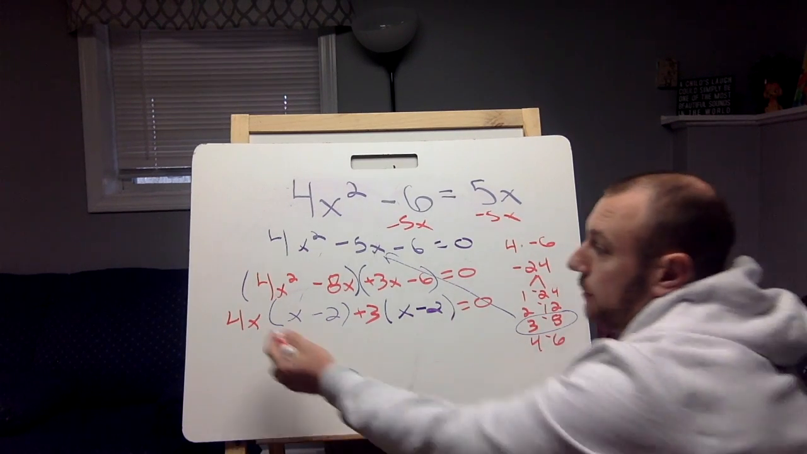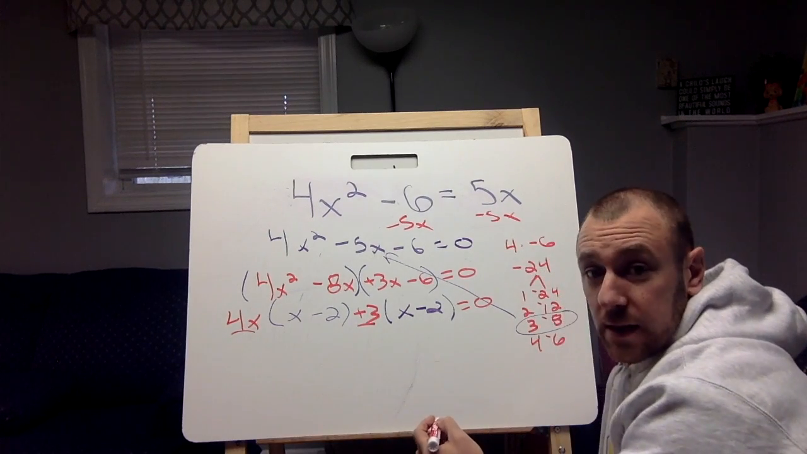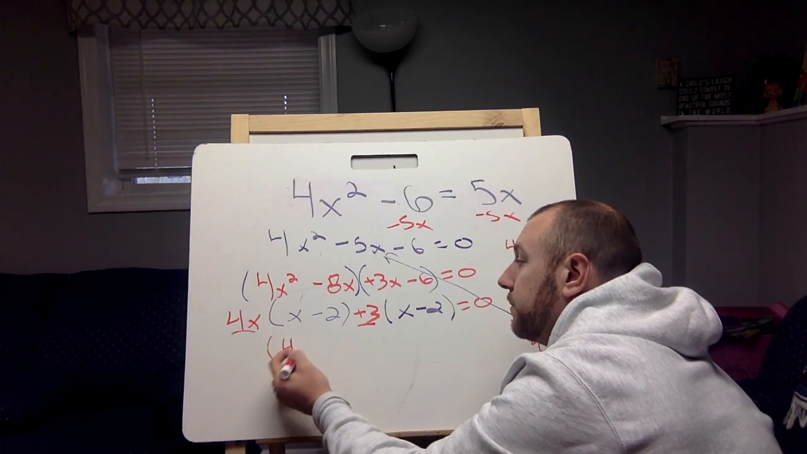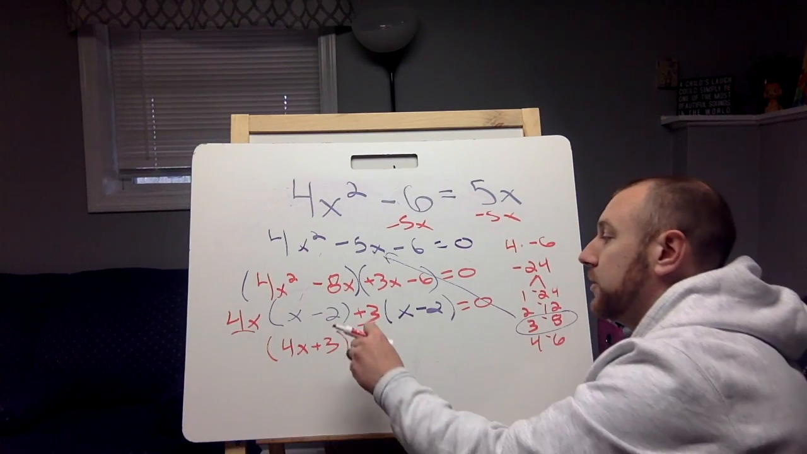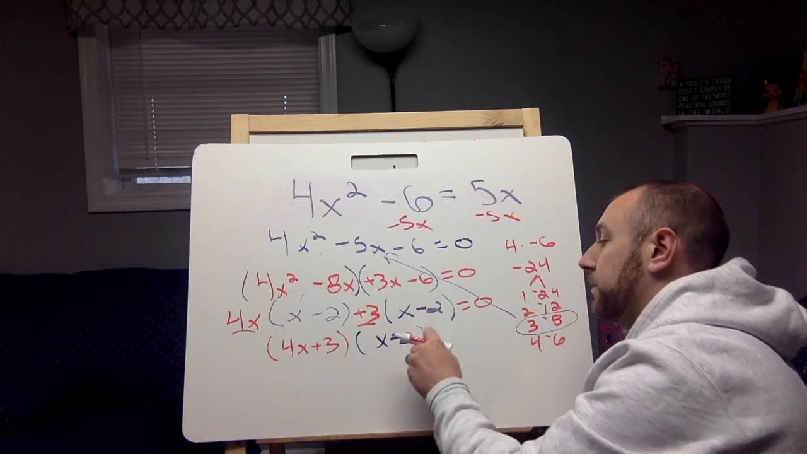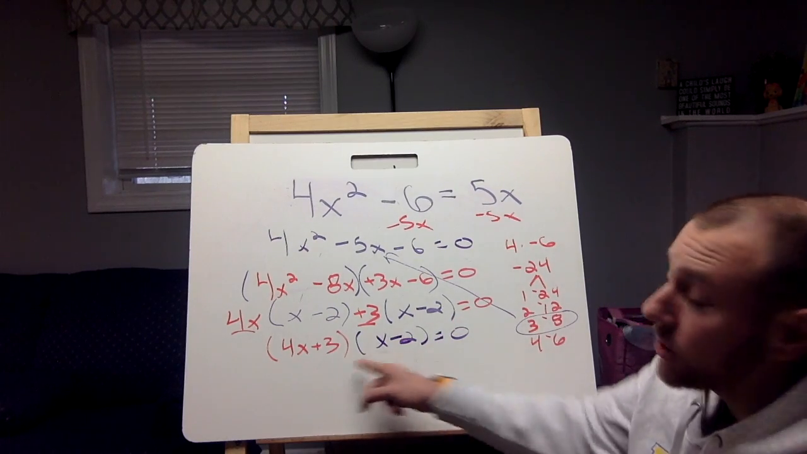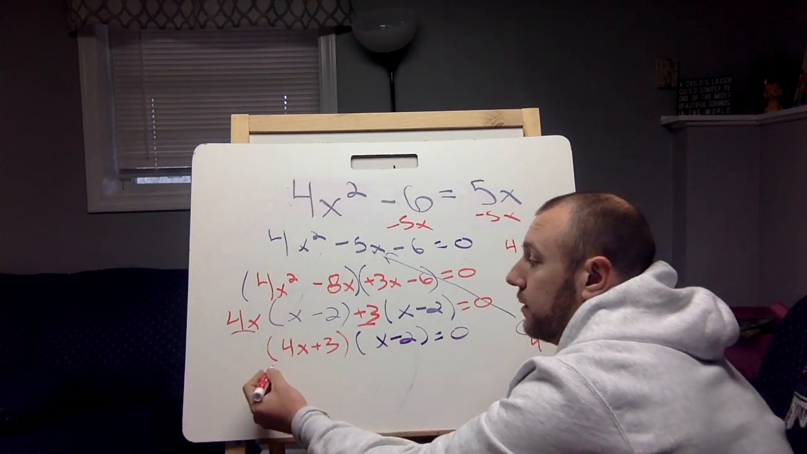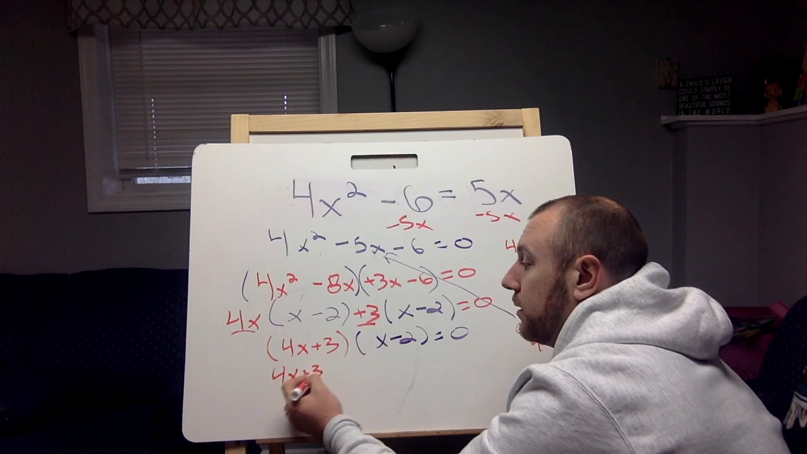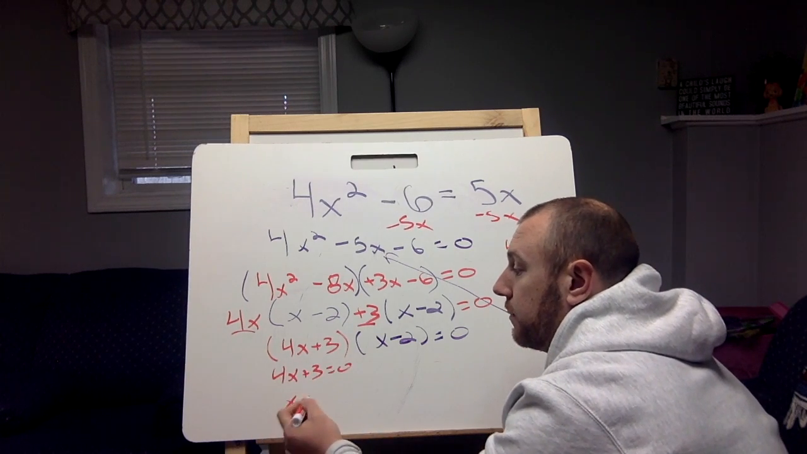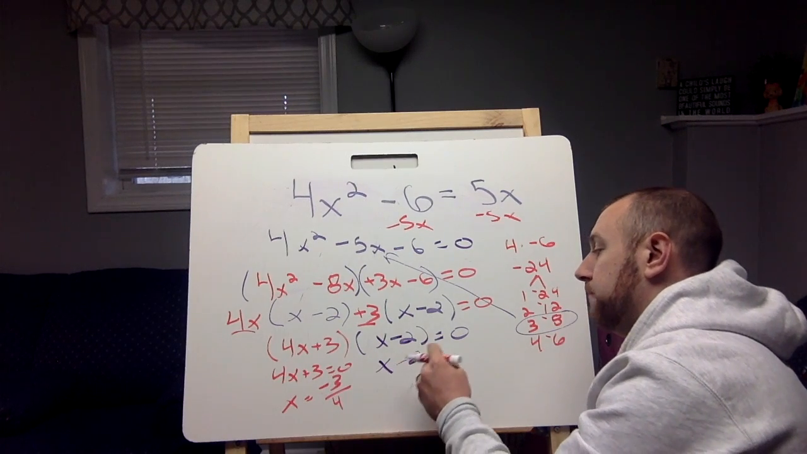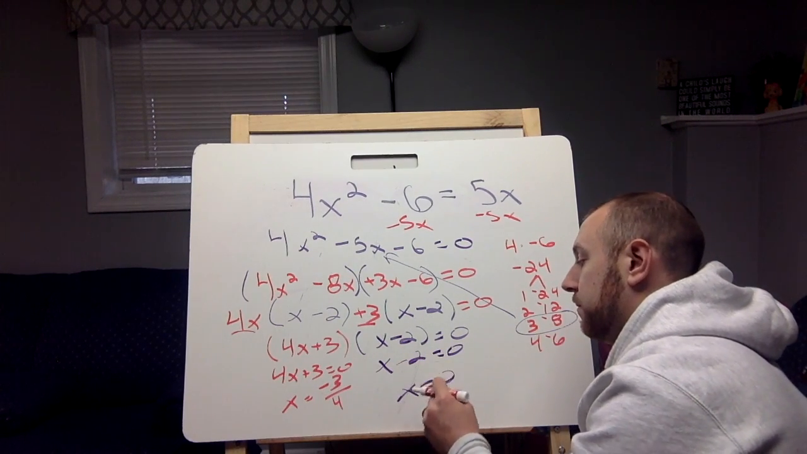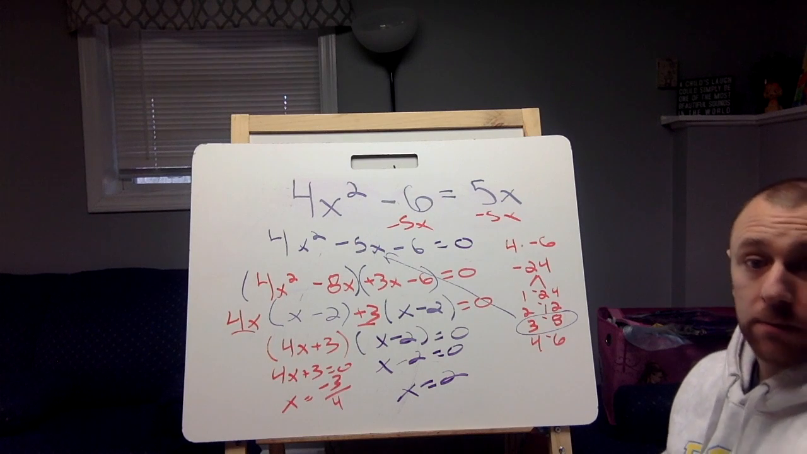So now I can combine this into one parenthesis, and I can combine the purple into one parenthesis. And I can solve each separately, and I get my two answers.